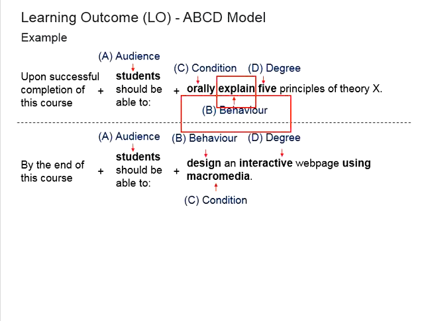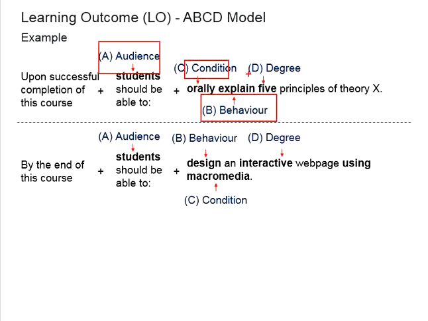Explain will be the behavior. This is an action verb. Orally is the condition, how you would like the students to explain the theories. When it is written as orally explain, that means the explanations will have to be conducted verbally. Written explanations are not the expected outcome from this course. Lastly, 5 principles will be the degree. With that, you will have A, B, C, and D within the learning outcome.